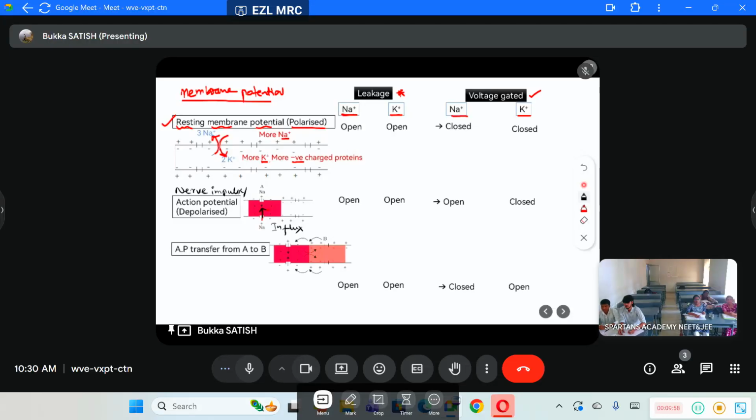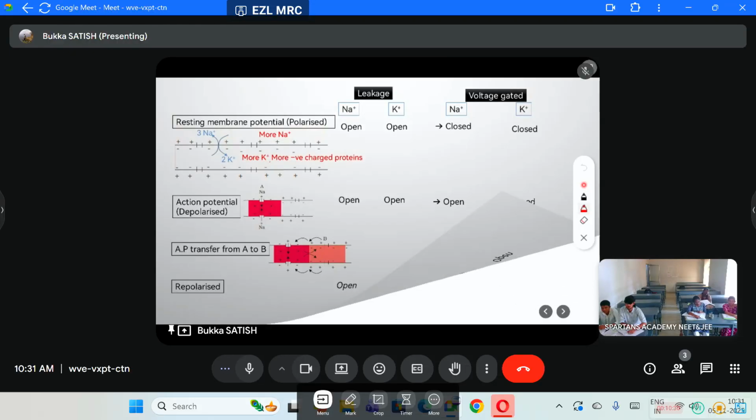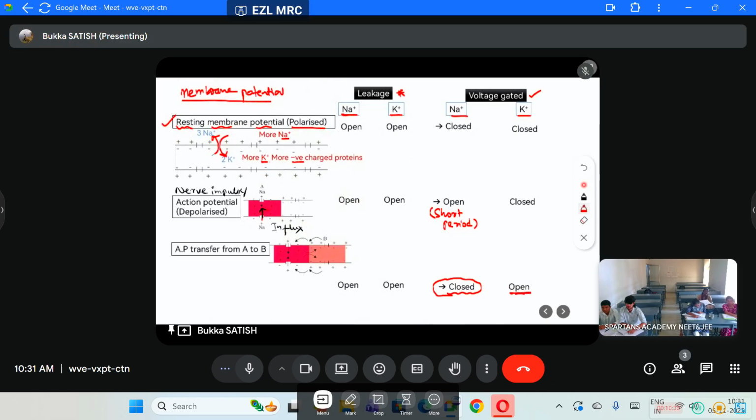What is going to happen is this. The opening of Na plus voltage gated channels is actually for a shorter period only. After that, Na plus voltage gated channels are closed, immediately followed by opening of K plus voltage gated channels. So there will be a flux of K plus. K plus is leaving. When K plus is leaving, what happens to the charge again? It is repolarized.